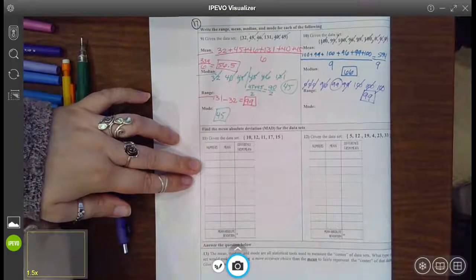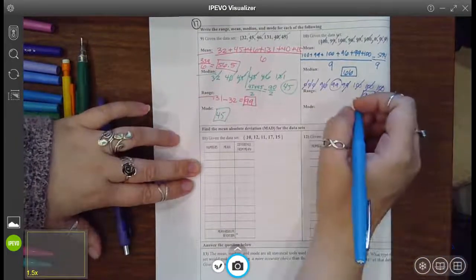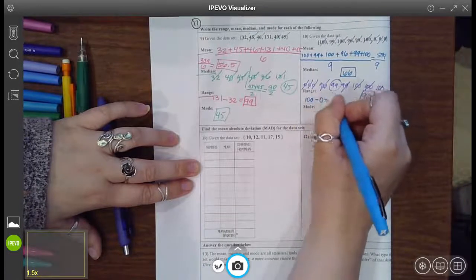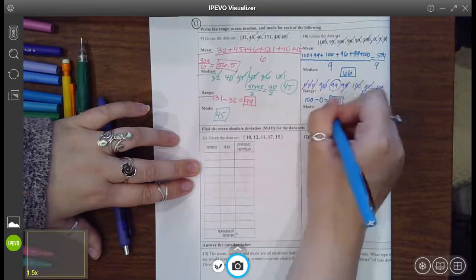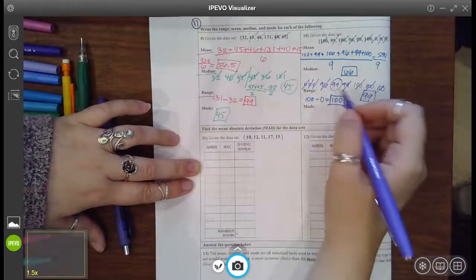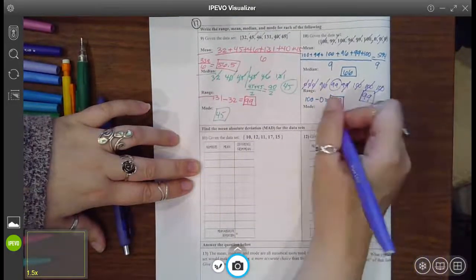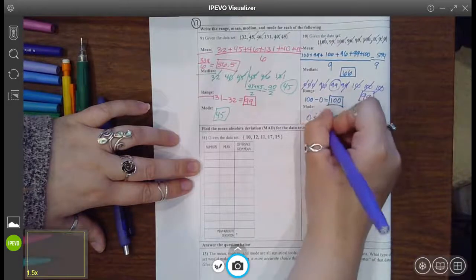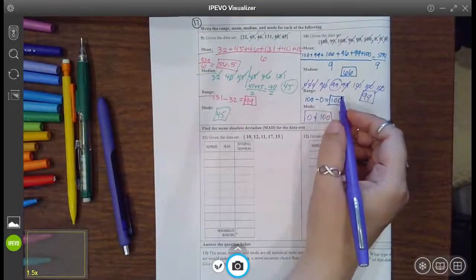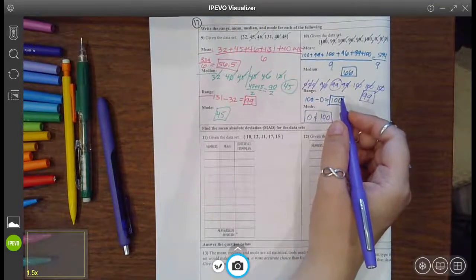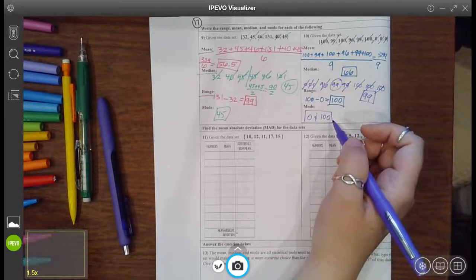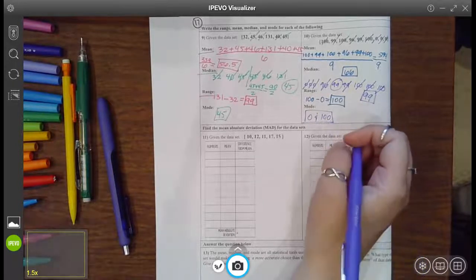Okay, the range, if you take the biggest, which was 100, minus the smallest, which was 0, the range is 100. Okay, the mode, which one happened the most? 3 times, 2 times, 3 times. So 0 and 100 each happened 3 times. Yes, 99 happened more than once, but it didn't happen as many times as 0 and 100 did. So both of those are the mode for that one.